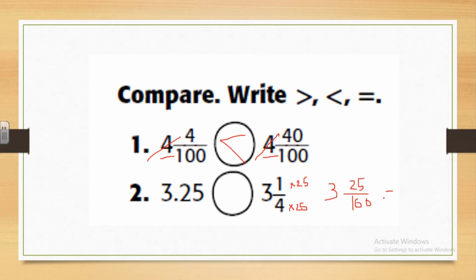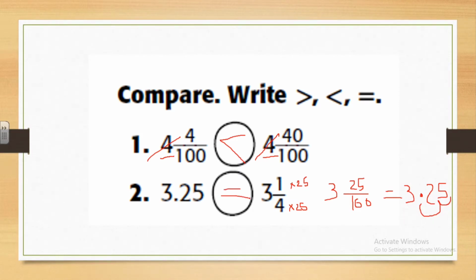If I want to write it as a decimal, we will write the number up, 25. It's over 100, that means we will put the point after 2 digits. Don't forget to write the 3 again. So here we have 3.25, the other side 3.25. It's the same, so it will be equal.